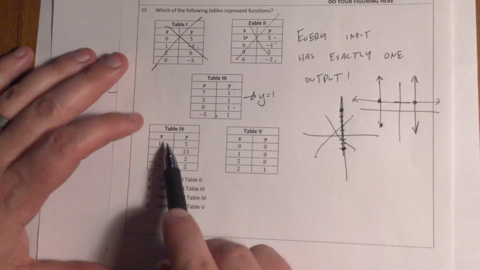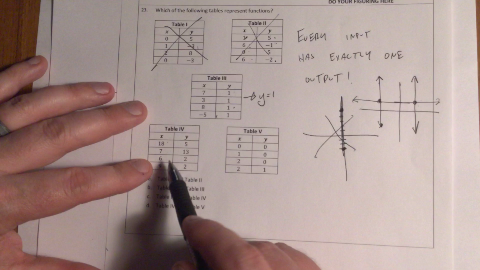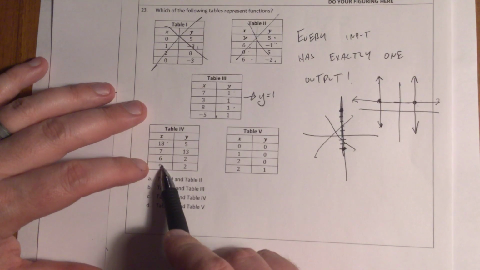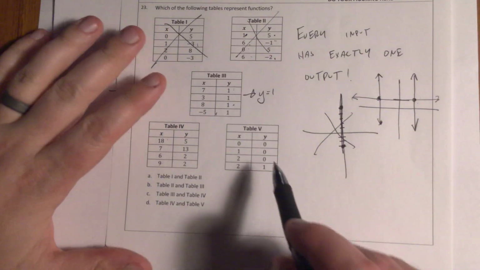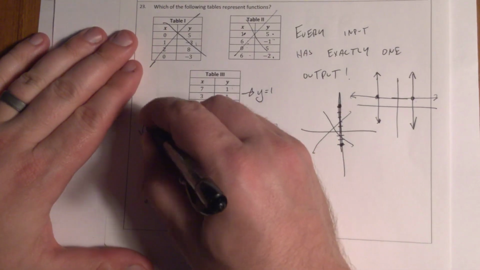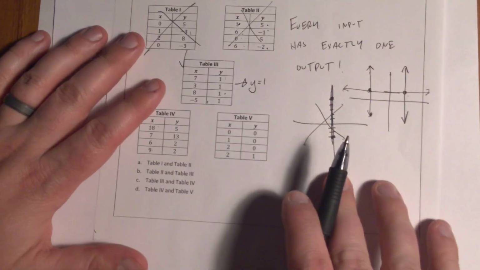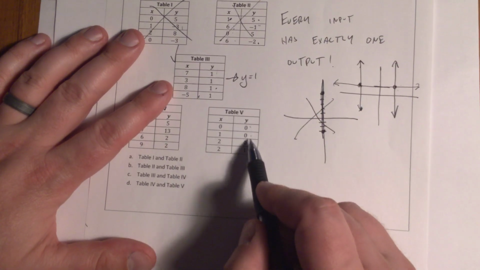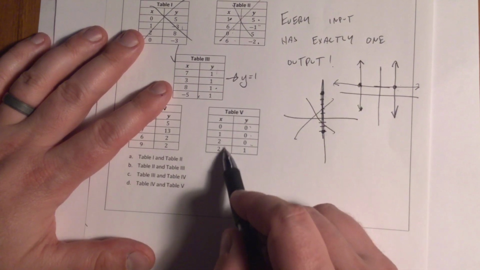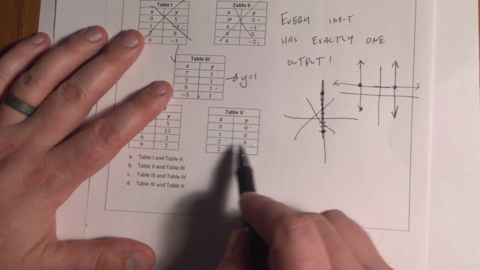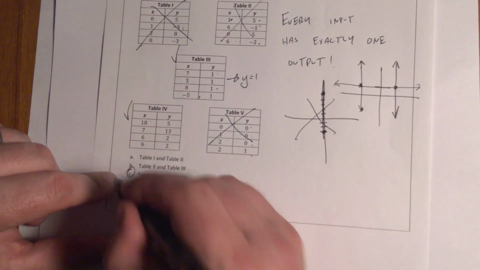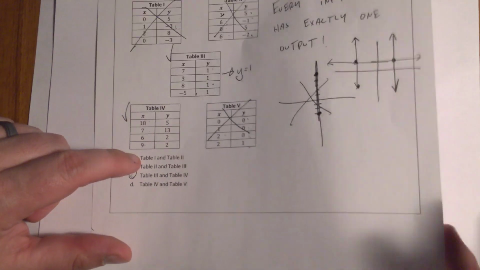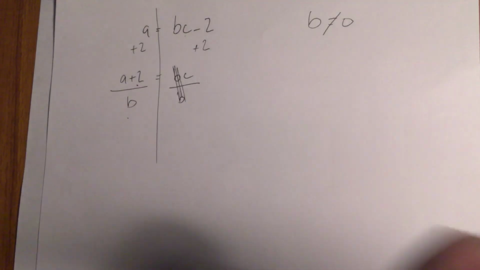How about this one? 18, 7, 6, 9. Yep, that's a function. If it's got 4 different inputs, there's no way of us telling if it's not a function. And then this final one. These share an output, so not a problem until you get to here. This 2 has 2 outputs, not a function. So it's 3 and 4. Easy, I told you. Easy.